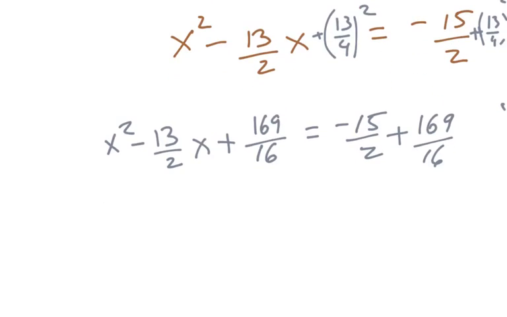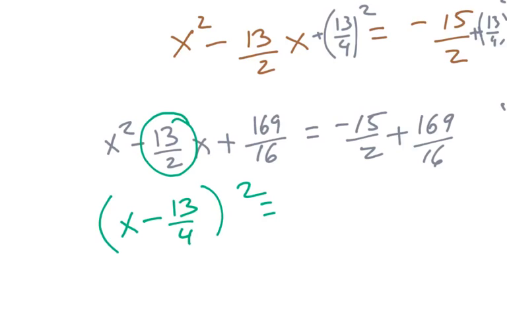We're going to continue to clean this up, so this breaks down to x minus 13 over 4. Remember we said the same thing as this divided by 2, squared, is going to equal negative 15 over 2 plus 169 over 16. So I need a common denominator, so I'm going to have to multiply top and bottom by 8. 8 times 15 is the same thing as what? 4 times 30, so 120.